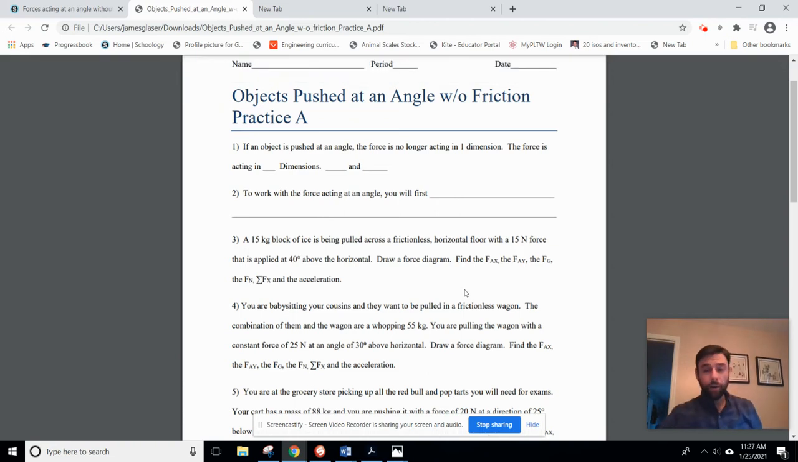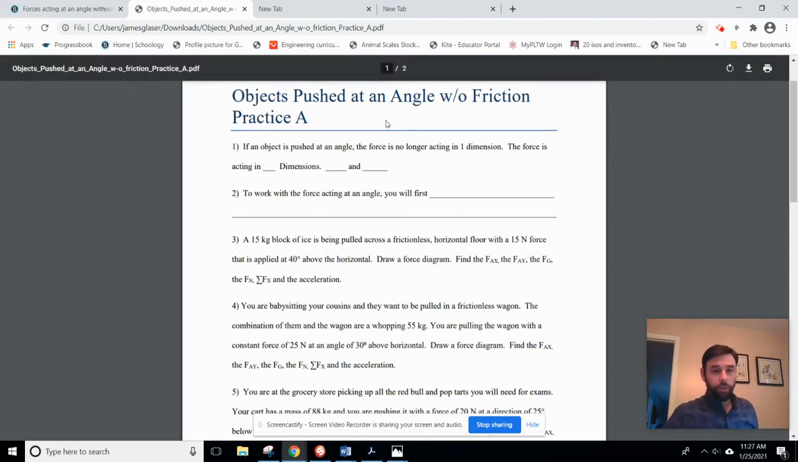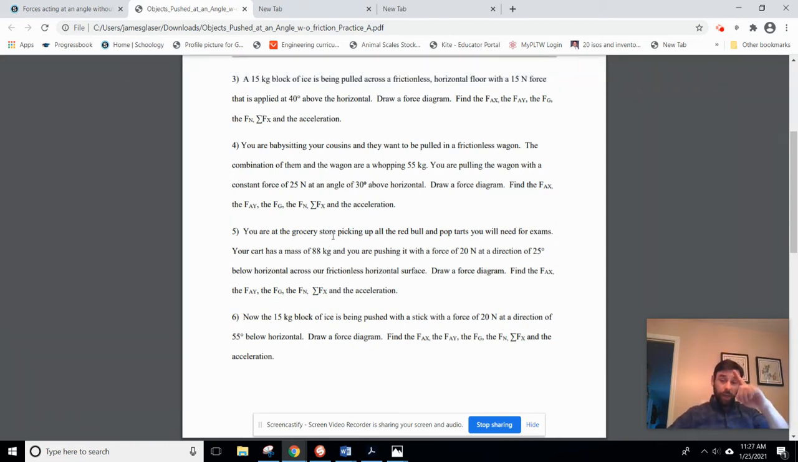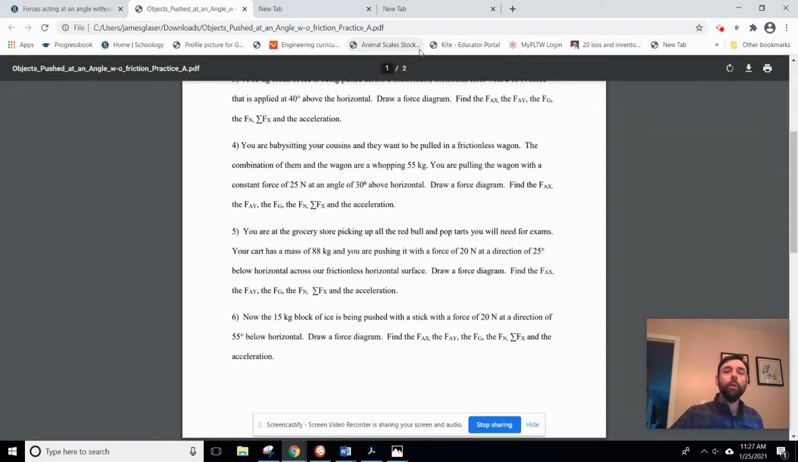All right, now for the exciting conclusion of objects pushed at an angle without friction, practice A. So we're going to be working problems 5 and 6 on this happy thing. This time, instead of pushing or pulling upwards, we're now pushing downwards on things, okay? So like the first problem is a shopping cart. The other time you're pushing a block with a stick, okay? So regardless, here we go.